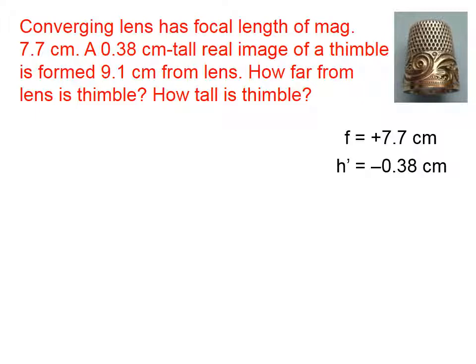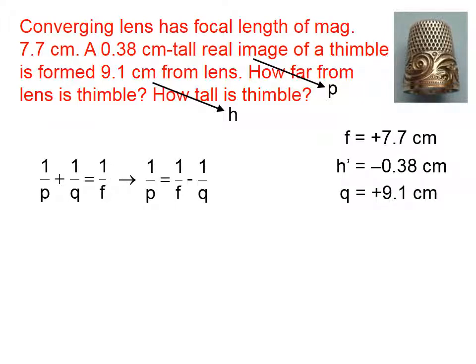And the real image is formed 9.1 centimeters from the lens. So that is Q, and real images have positive Qs. So there's a little bit of thinking that went into getting the value for these variables here on the right. How far from the lens is the thimble? That means what is the object distance, and how tall is the thimble? In other words, what's the height of the object?